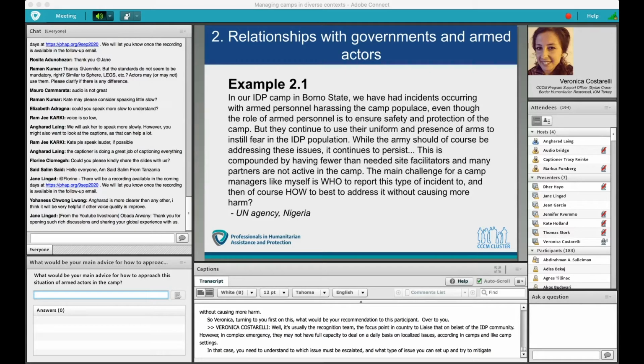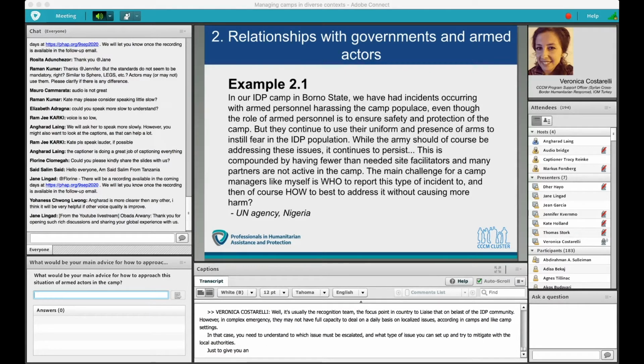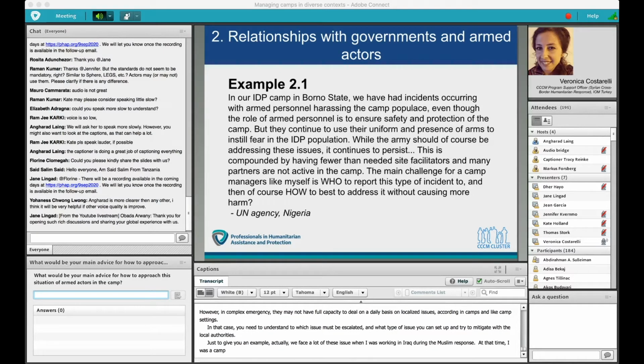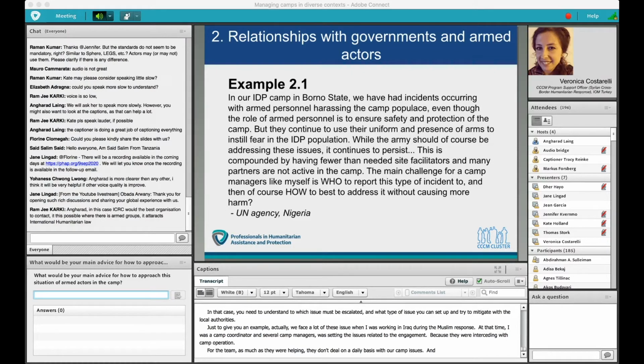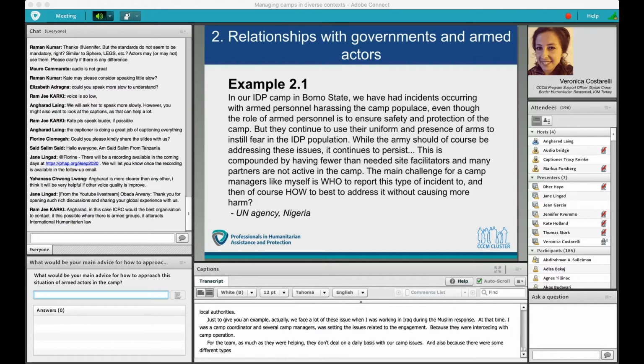Just to give you an example, we faced a lot of this issue when I was working in Iraq during the Mosul response. Back then I was a cluster coordinator, and several camp managers were facing issues relating to the engagement with armed actors because they were interfering with camp operations. Therefore, OCHA teams, as much as they were helping, couldn't deal on a daily basis with our camp issues. And also because there were so many different types of local authorities. We had the state actors, non-state actors, and even different subgroups. So it was very difficult even for us to identify those and refer to OCHA.